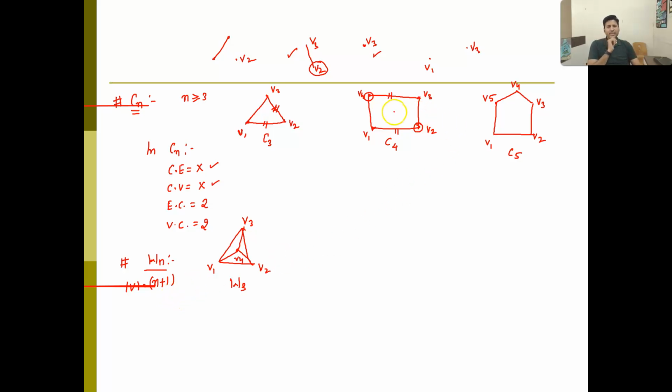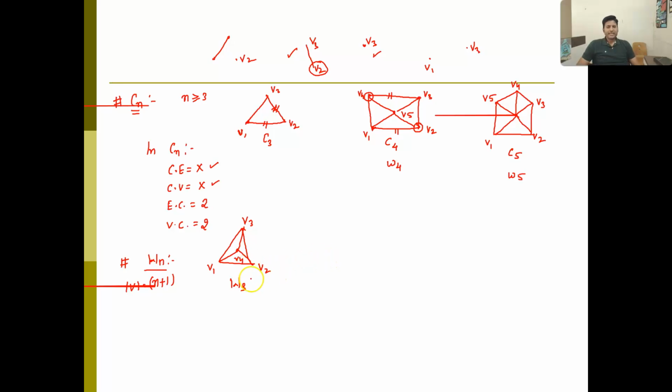Similarly, C4 can be converted into W4 if I add one vertex at the center and it looks like this. We call it now W4. In the same manner for C5, just include one at the center and this is how it will look like. We call it W5.